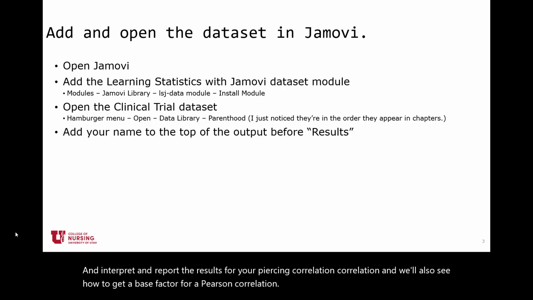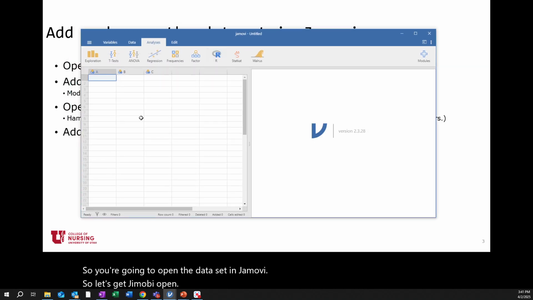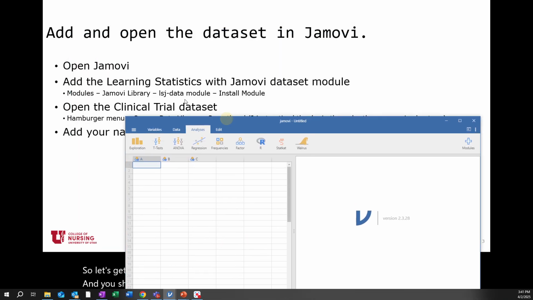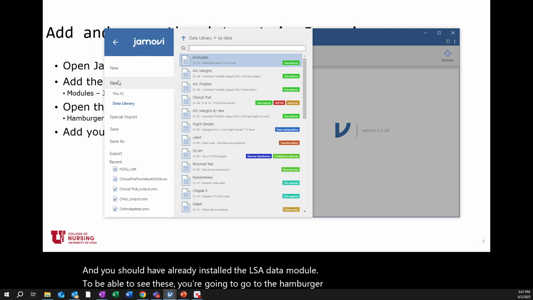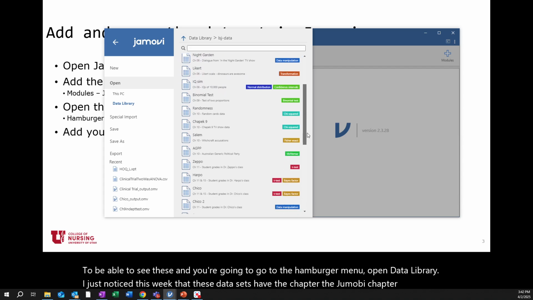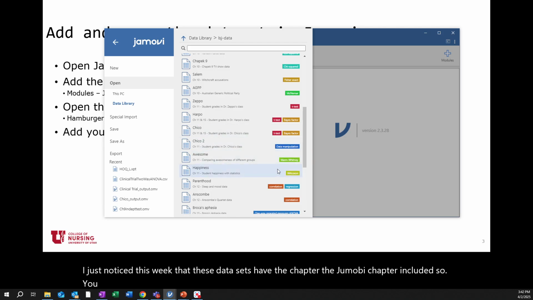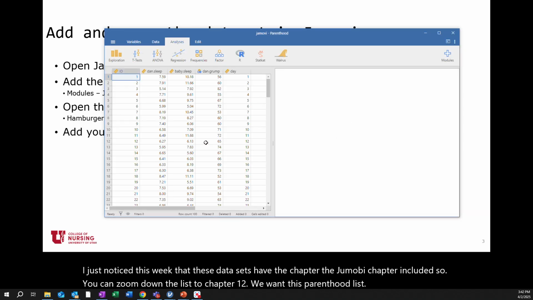So you're going to open the data set in Jamovi. So let's get Jamovi open. And you should have already installed the LSJ data module to be able to see these. And you're going to go to the hamburger menu, open data library. And I just noticed this week that these data sets have the Jamovi chapter included. So you can zoom down the list to chapter 12. And we want this parenthood list. Okay.